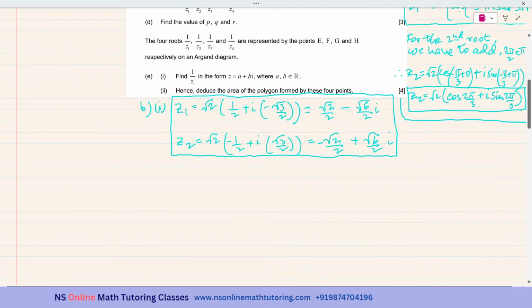We can just directly give the 2 roots in Cartesian form, Z3 and Z4. Okay, Z3 is equal to root 2 over 2 plus root 6 over 2 i, and Z4 is equal to negative root 2 over 2 minus root 6 over 2 i. Okay.